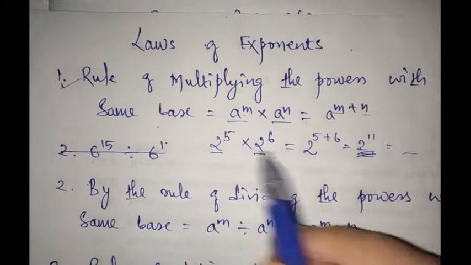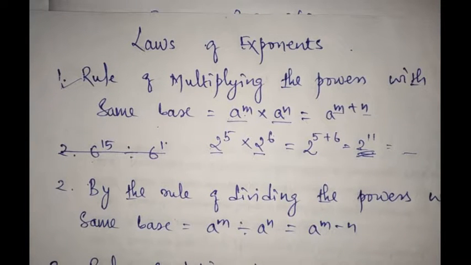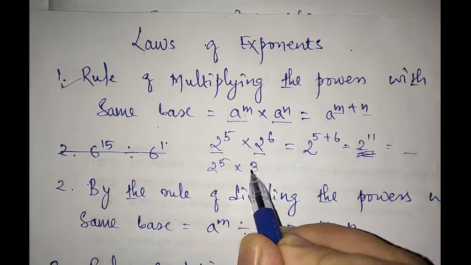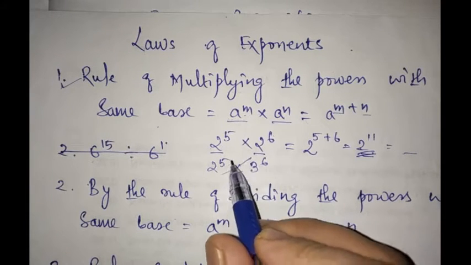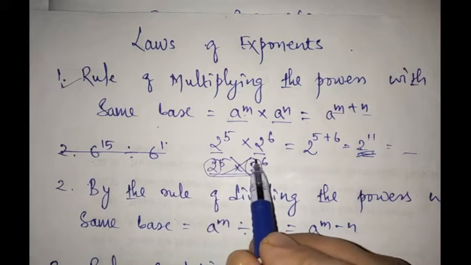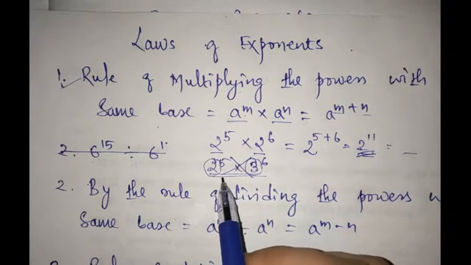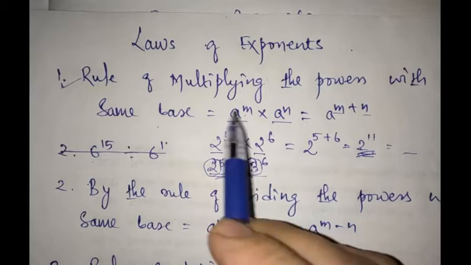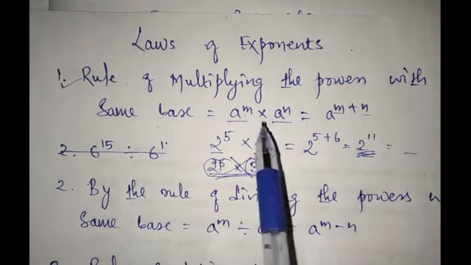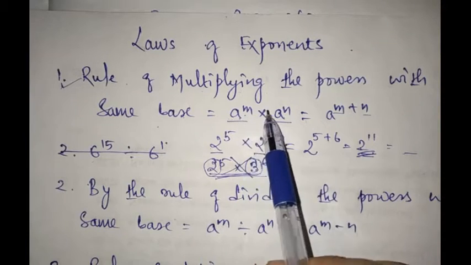Okay, you can use this rule only if you have the same base. Suppose you have 2 to the power 5 and 3 to the power 6, then you cannot apply this rule here because the bases are different, 2 and 3. So in this condition you cannot apply it, because the rule of multiplying the powers will be applied only for the same base, a to the power m into a to the power n.